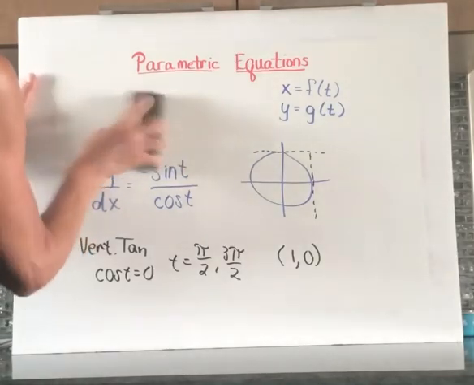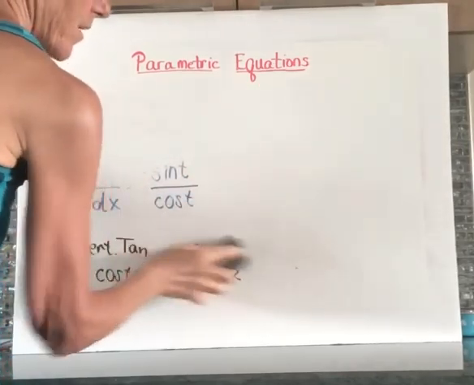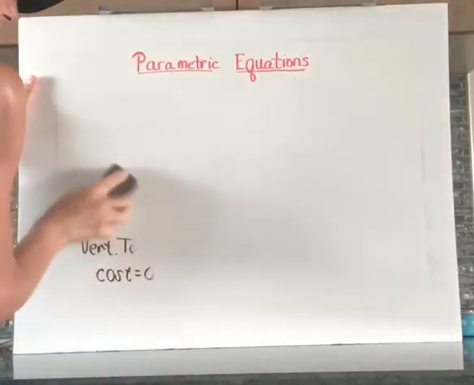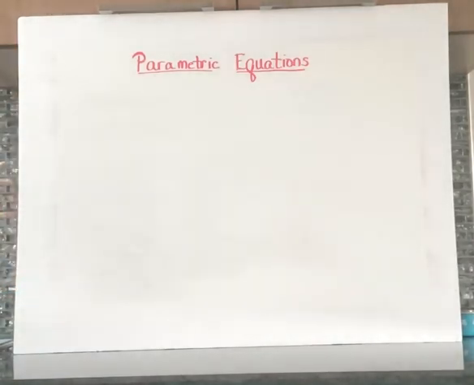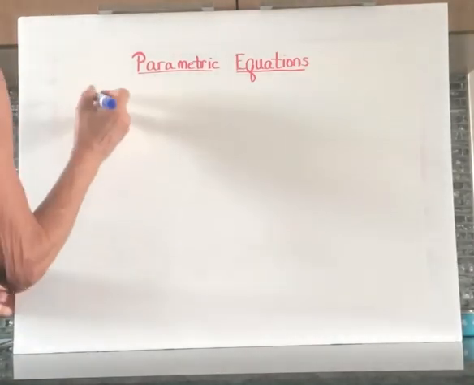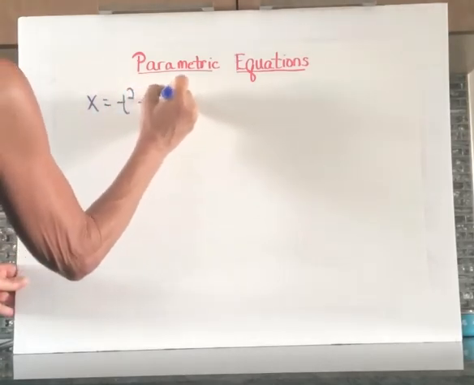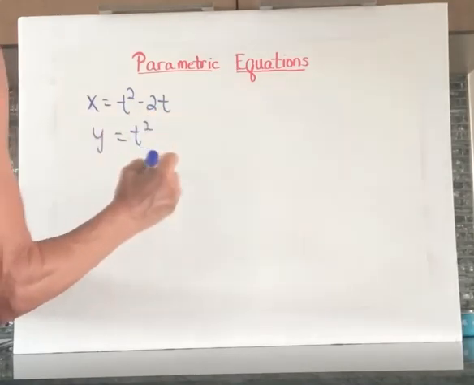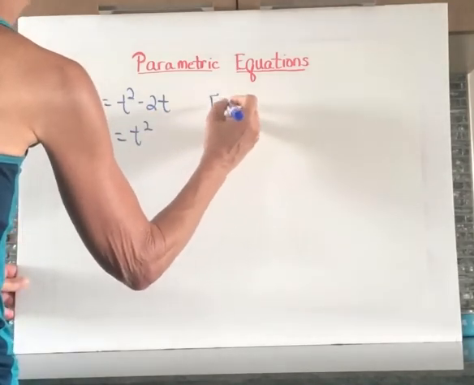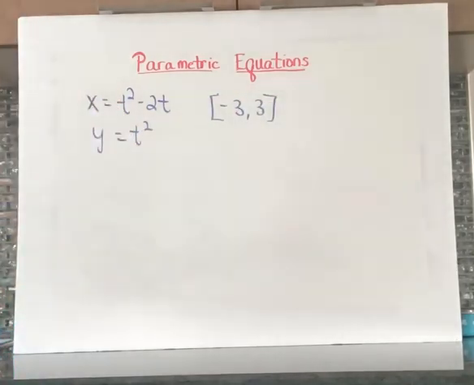Let's try one more example. I'll show you one other type of question that I can possibly ask. Okay, so let me give you an example. Let x equal t squared minus 2t, and let y be t squared. And that's on the interval from -3 to 3. Don't graph it yet. Hold on.